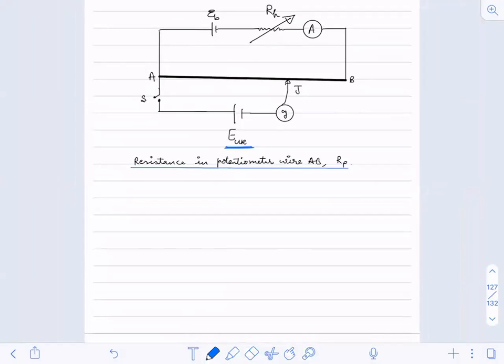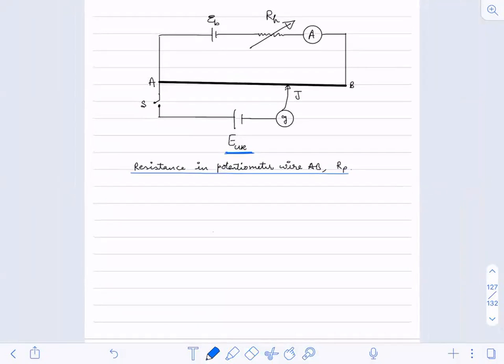Now just see here. If this secondary circuit is not connected, only the first circuit is connected. What I'm trying to say is that if the switch S is open, the current will only flow in the upper circuit. So I'm writing that if S is open, what is going to happen? The current flows in the upper part of the circuit only.